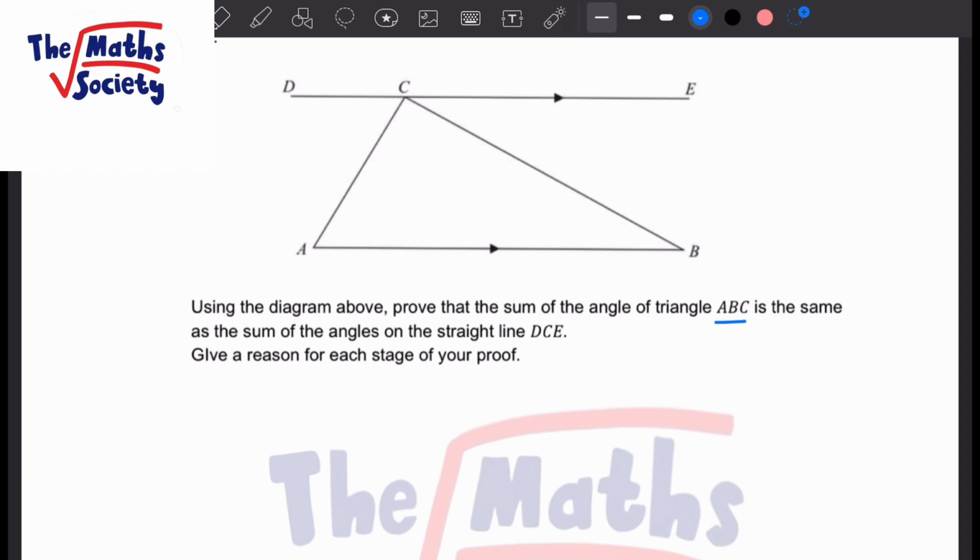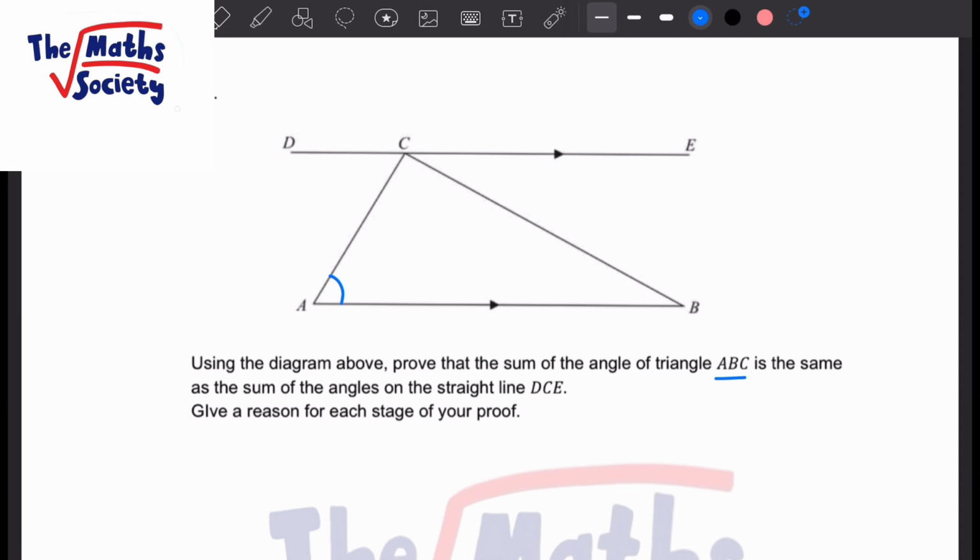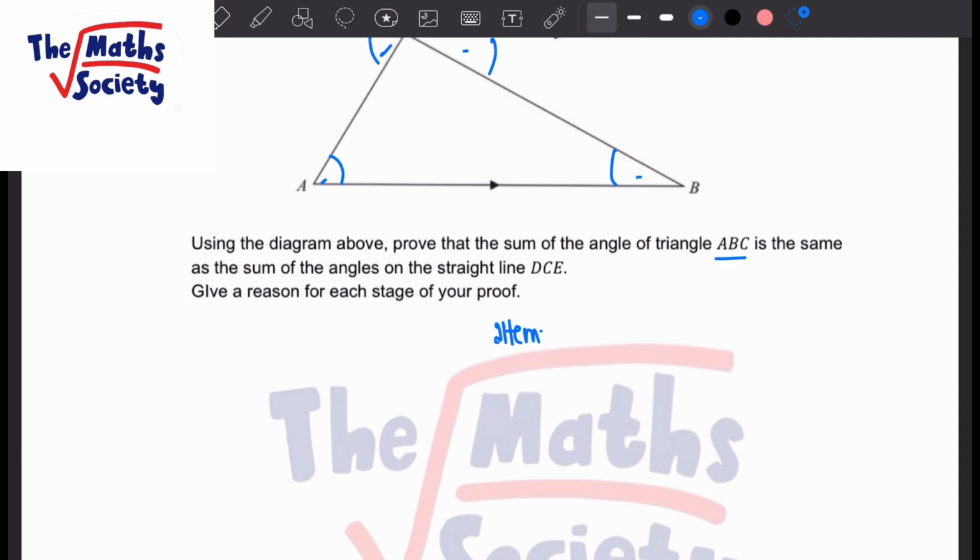So you can say that angle CAB is equal to angle ACD, because we can see that they're alternate angles, and then it's the alternate segment theorem. And you can say that angle ABC is going to equal angle BCE. So basically these and these are going to be equal, and this is going to be equal, all because of the alternate segment theorem. So you can just write CAB equals angle ACD, and angle ABC equals angle BCD.